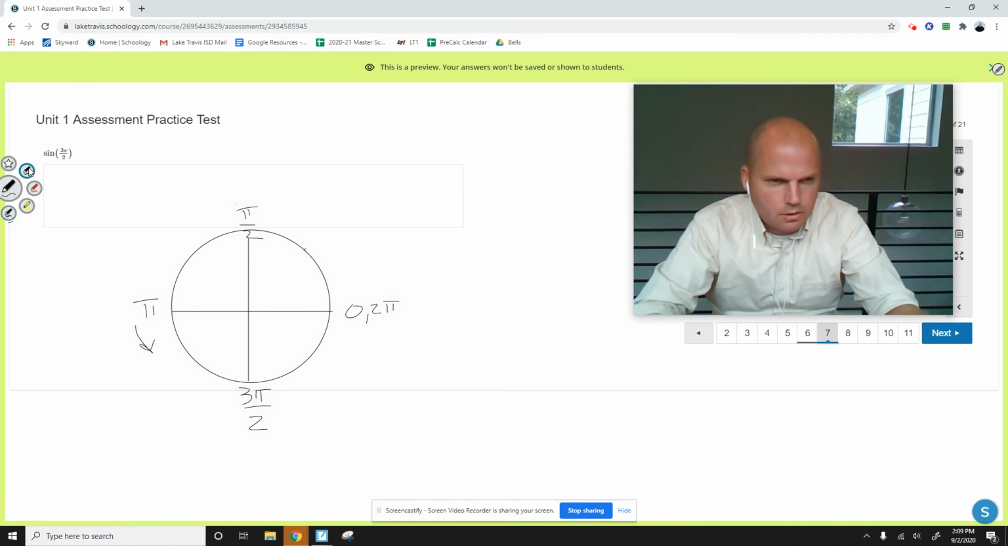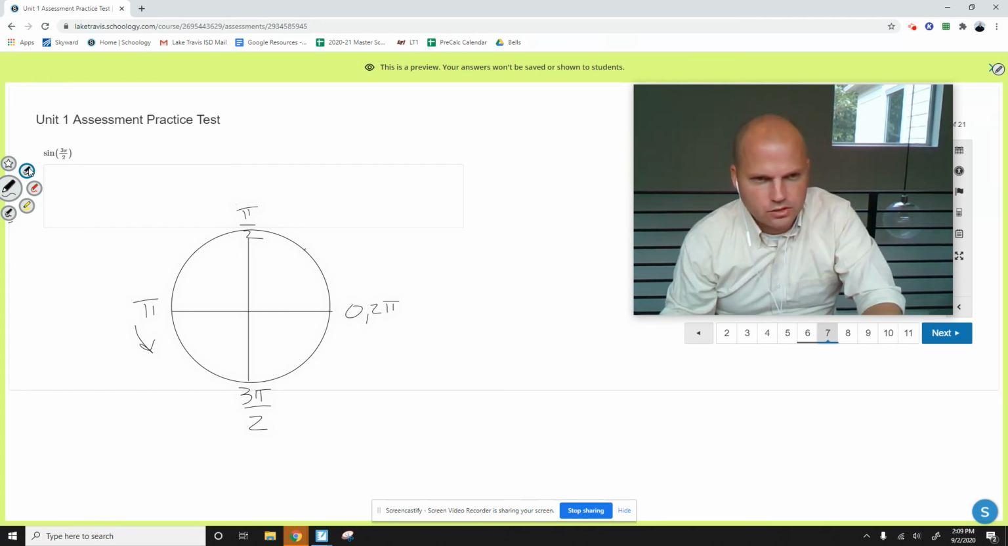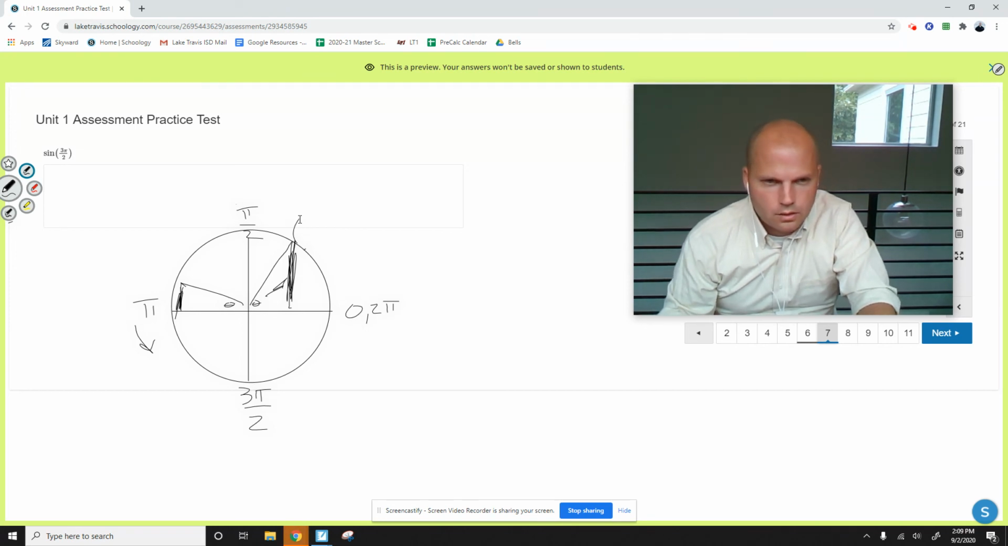Now, sine, SOHCAHTOA, opposite. With the unit circle, opposite is always vertical. If this was our angle, whatever this side length is, opposite. No matter what quadrant you're in, if we're talking about a reference angle to the x-axis, opposite is always the vertical distance. Okay? Another thing you could think of is, the vertical distance will always be the y-coordinate.